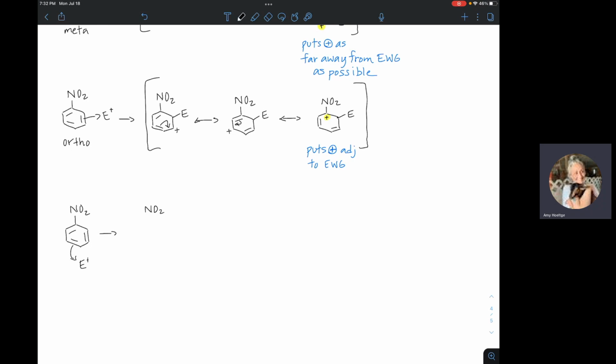So again, electron withdrawing group, we have our ring, we put the electrophile at the para position. There's one secondary carbocation. Move the electrons around, come up with another contributing resonance structure.